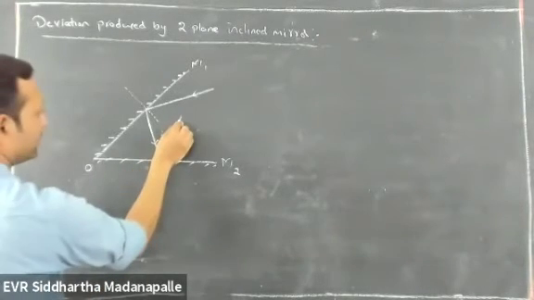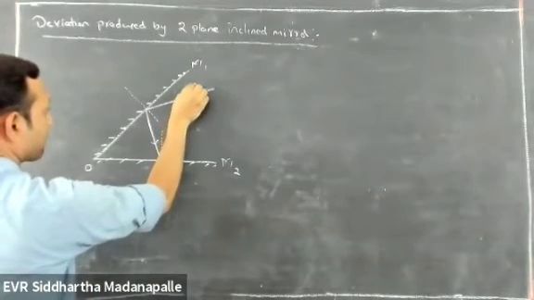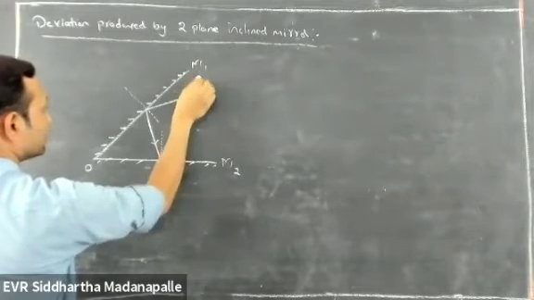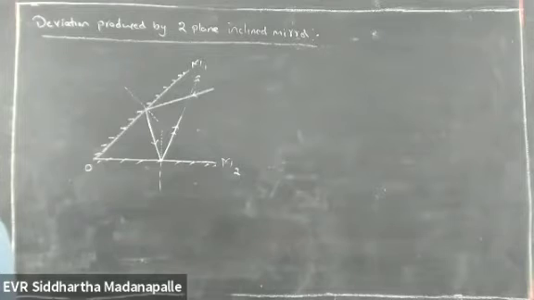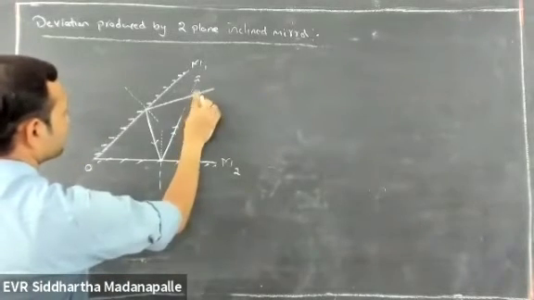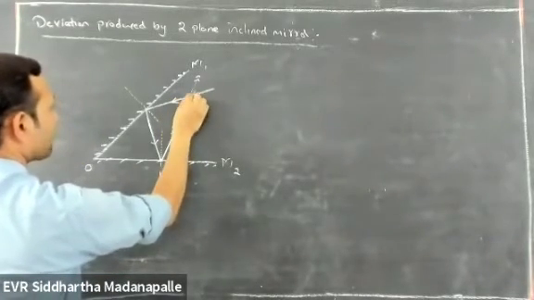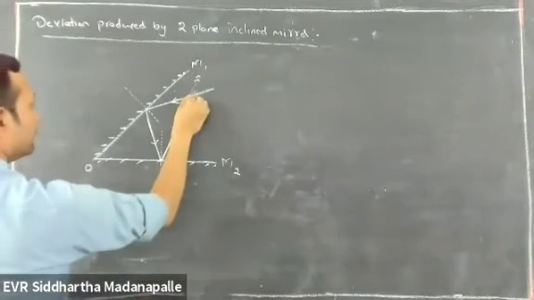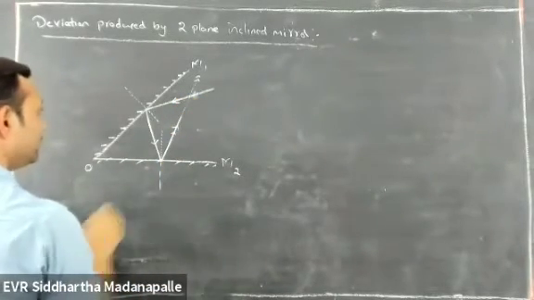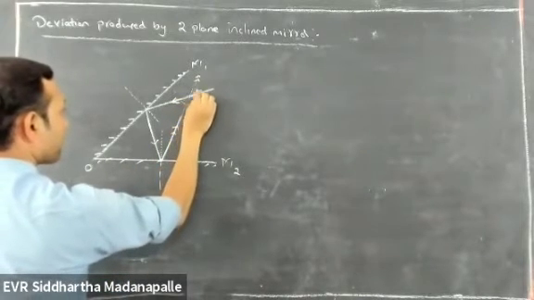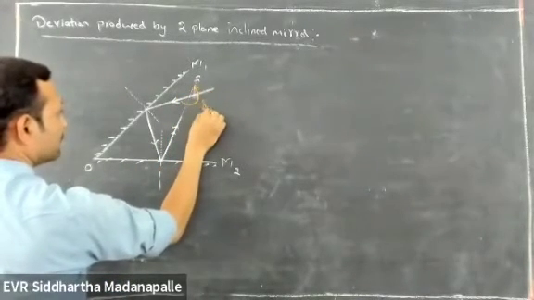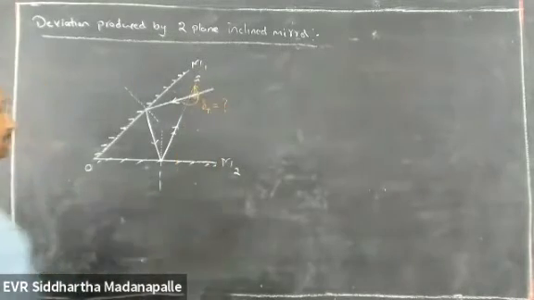Suppose I extend this one. This is the deviated ray and this is the undeviated ray. We have to find the angle between the deviated and undeviated rays, which is nothing but the total deviation. What is the angle between the undeviated and deviated? That is nothing but the angle of deviation.